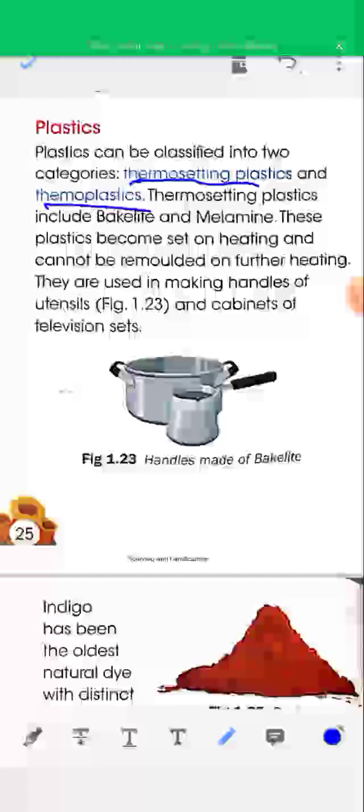Examples of thermosetting plastics are bakelite and melamine. Thermosetting plastics such as bakelite and melamine become set on heating and cannot be remolded on further heating. This is the characteristic of thermosetting plastic. Using this thermosetting plastic, handles of utensils and cabinets of television sets are made.